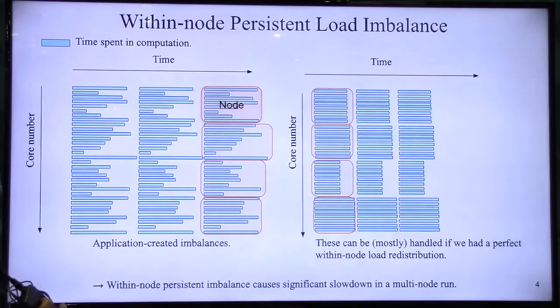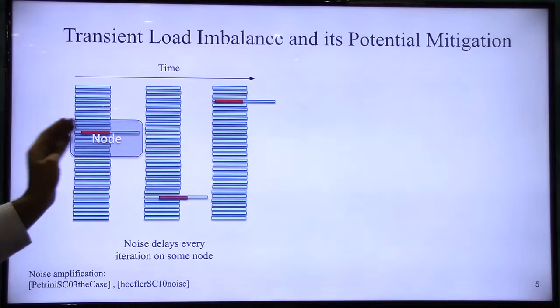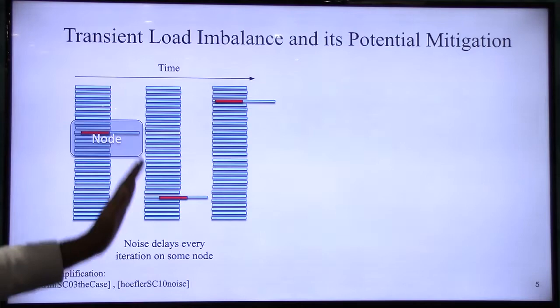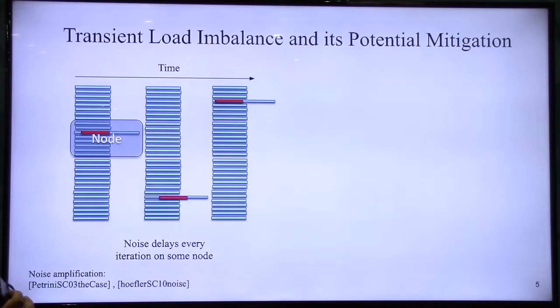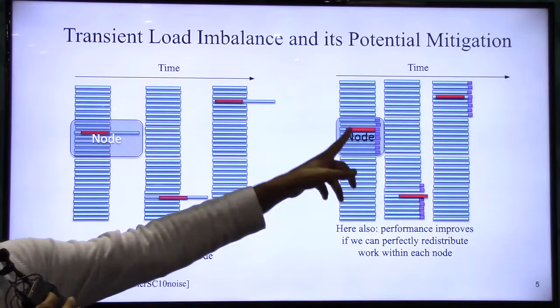And there's actually another type of load imbalance, and that's this problem of noise amplification. On every time step, again, this is the same sort of plot, there's some noise event shown in the red, and that delays some iteration that causes a load imbalance within a node. If you have a bulk synchronous execution, that causes a global delay, so you will suffer a big slowdown. Here also you can improve performance just by doing some redistribution within the node.